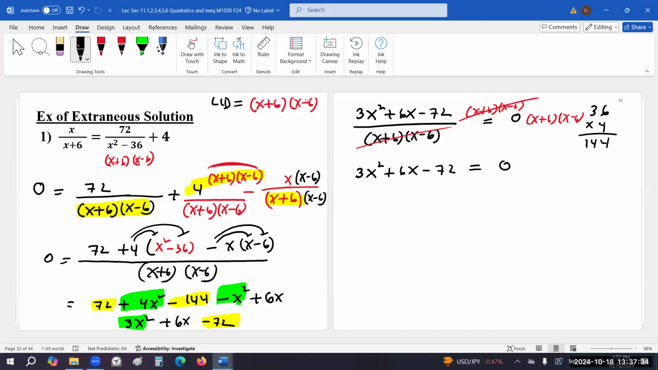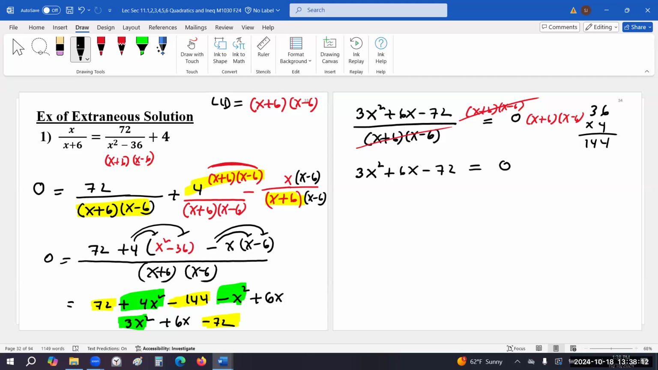And now you may think, oh, our x squared has 3 in the front, so we use the decomposition method. Right? You think that way? But actually you're wrong, because observe all the numbers. 3 is divisible by 3. 6 is also divisible by 3. 72 is also divisible by 3. So we can actually divide all the numbers by 3.